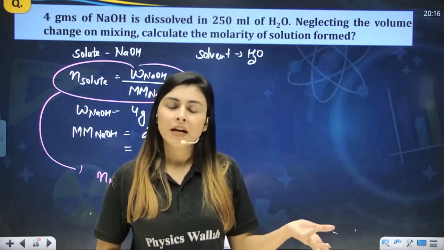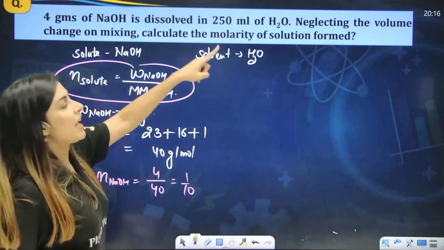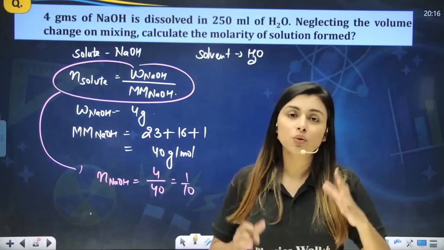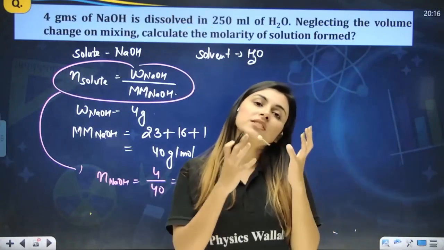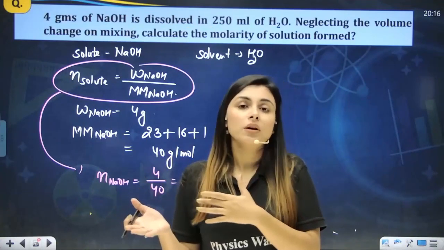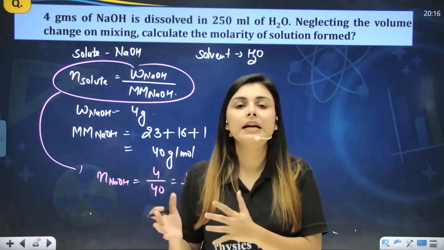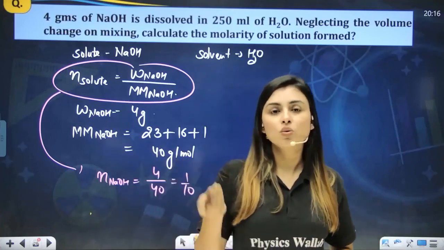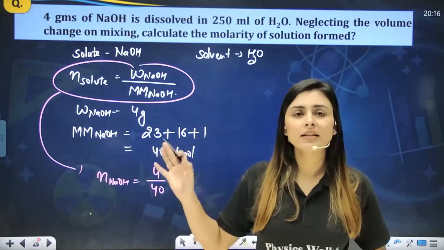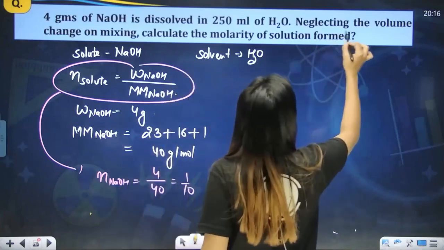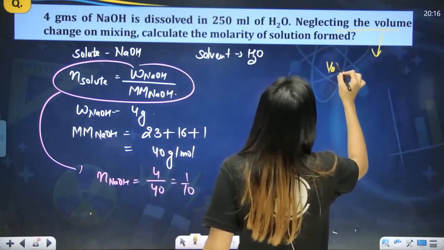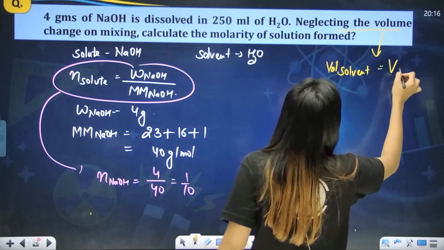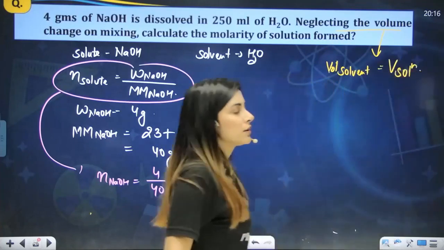So whenever this line is written, or even if it is not written, you can deduce that the volume of the solution is equal to the volume of the liquid or solvent, until and unless it is mentioned that the volume is not the same. So this you have to infer on your own. Here this line tells us that the volume of solvent is equal to the volume of solution.